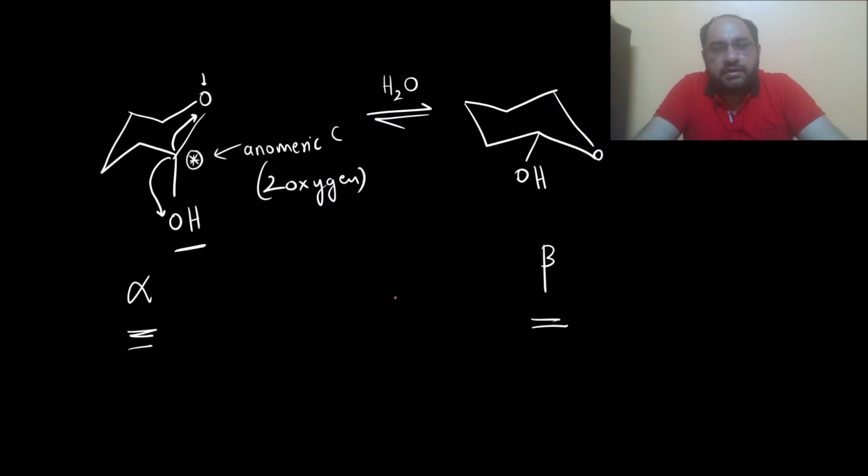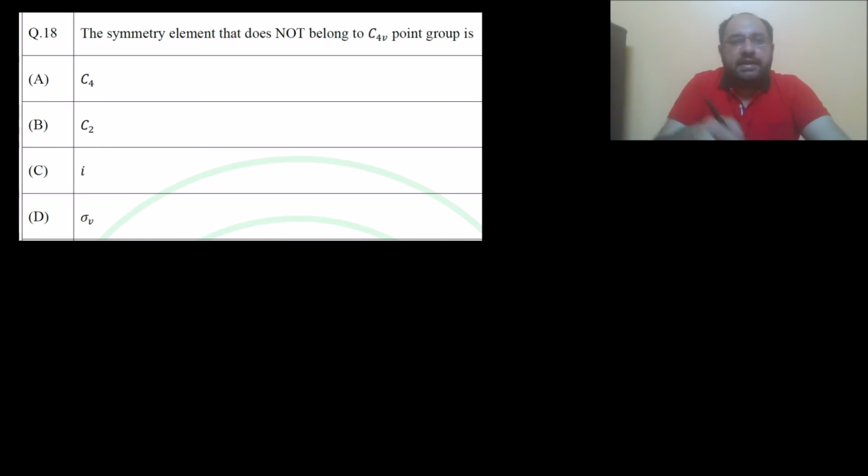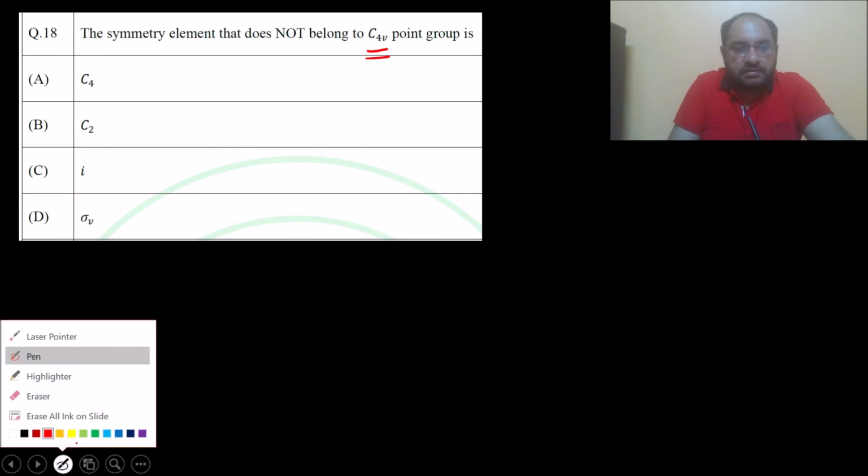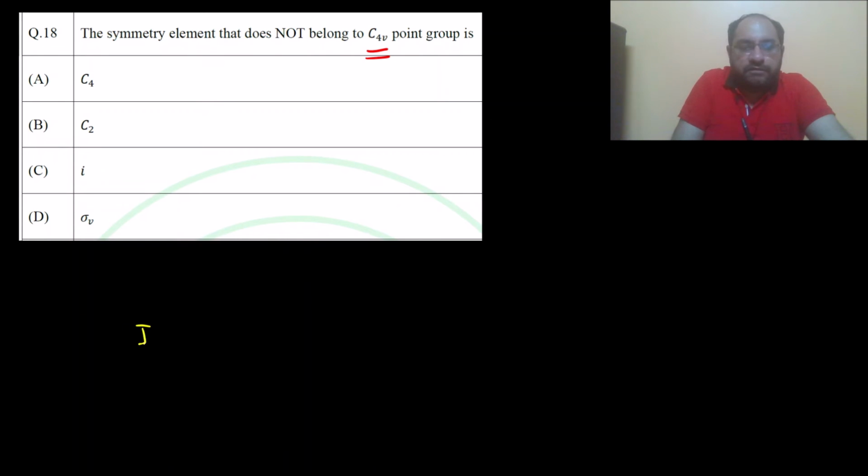Okay, now let us see the next one. 18. The symmetry element that does not belong to the C4v point group. So let us understand this with an example. C4v point group, let's say it is IF5.